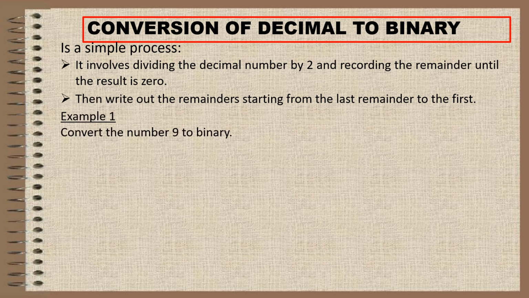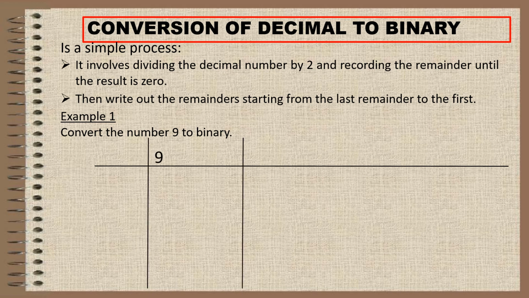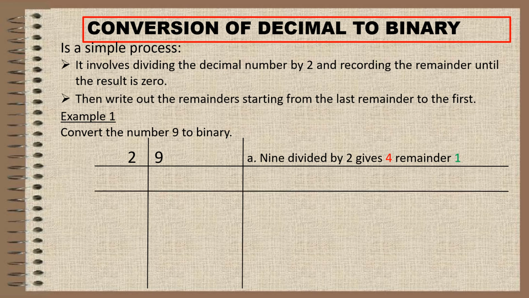Example 1. It says convert the number 9 to binary. Okay, so the first step is to write 9 and then we divide it by 2. 9 divided by 2 gives 4, remainder 1. We go ahead and write 4 remainder 1 in the second line. And then we divide 4 by 2. And 4 divided by 2 gives 2, remainder 0.